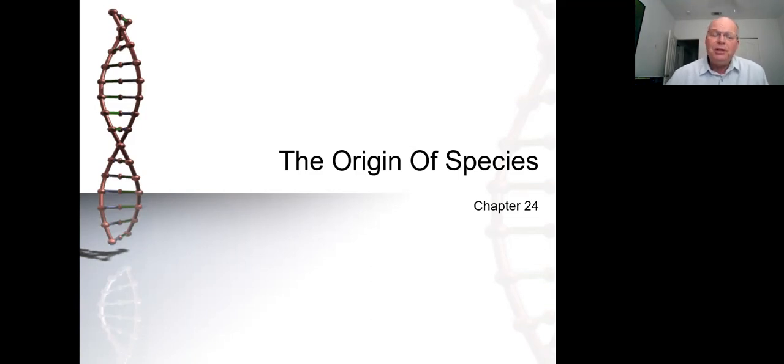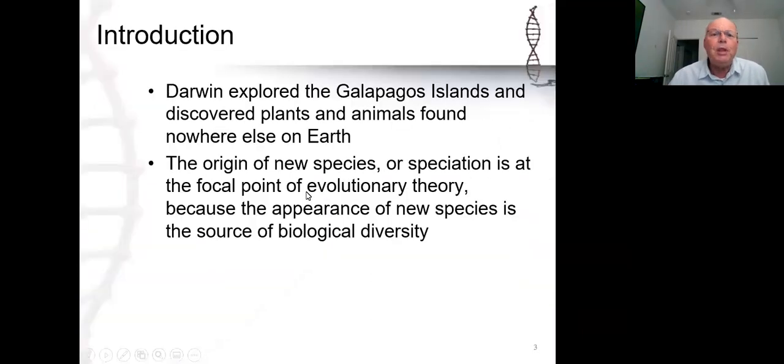So the first thing to remember is that descent with modification, natural selection, is a way of creating better adapted species or better adapted populations, because remember, the unit of evolution is a population. And we can explain very easily, and we can observe very easily, these changes within populations. We can see populations evolving over time. Not a big deal about that.